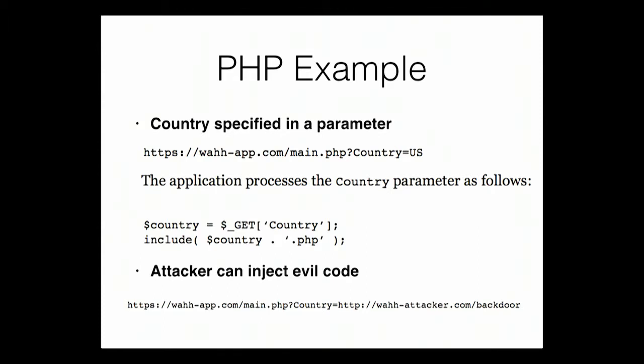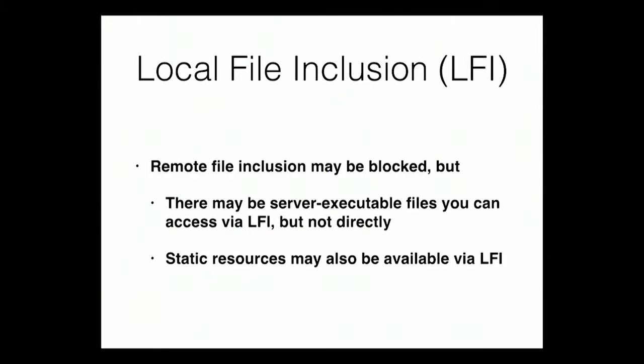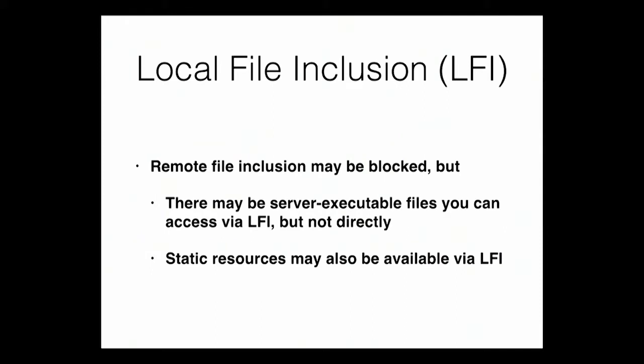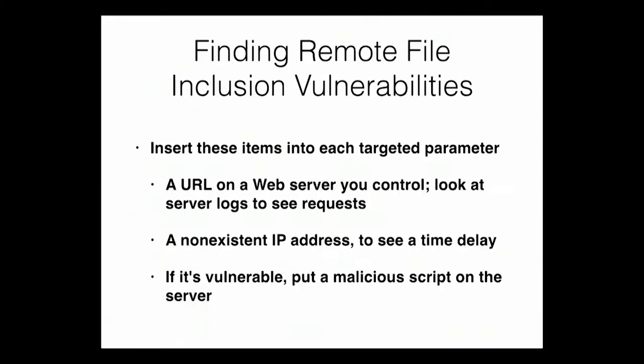So if you put in a country of a URL to an evil server, then it will load that file from an unexpected server, not the local server, because the developer didn't think of removing // from the file name and so on. This is remote file inclusion. Local file inclusion is when you don't go to another server, you just refer to some resource on this machine, which is other than the expected one. And you can get to files you shouldn't get to.